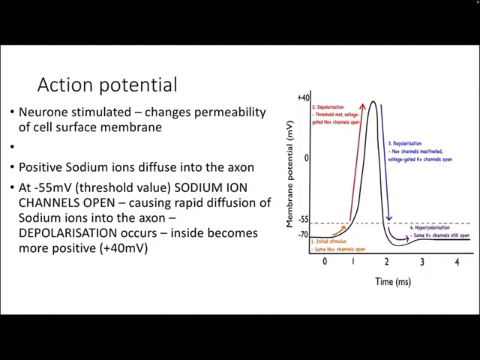So an action potential is whenever a neuron is stimulated. And when it is stimulated, it changes the permeability of the cell surface membrane. This causes positive sodium ions to diffuse into the axon down the electrochemical gradient. At the threshold value of minus 55 millivolts, sodium ion channels will open, and we get then rapid diffusion of the sodium ions into the axon, and this is known as depolarization. And you can see that the graph changes from minus 55, a sharp increase, to plus 40 millivolts, because we now have lots of positively charged sodium ions inside the axon.